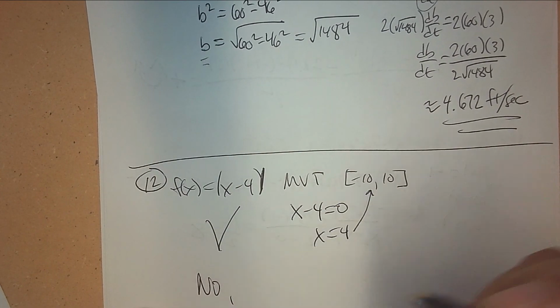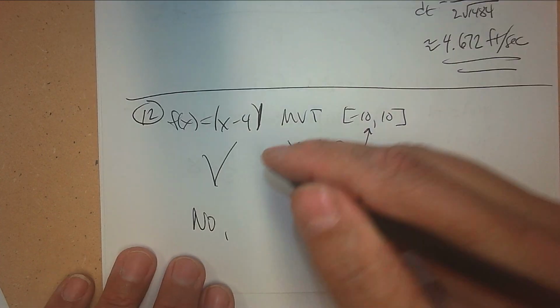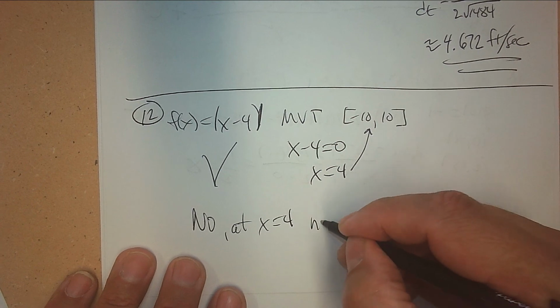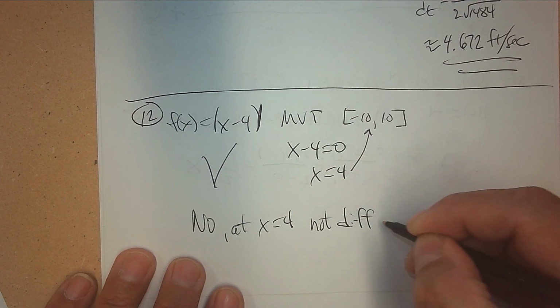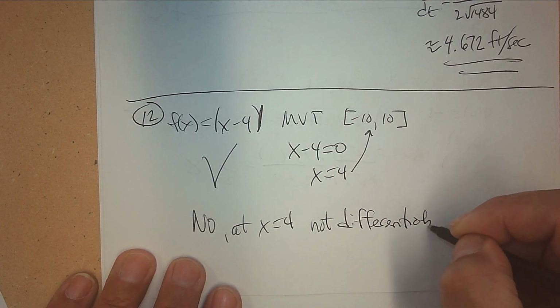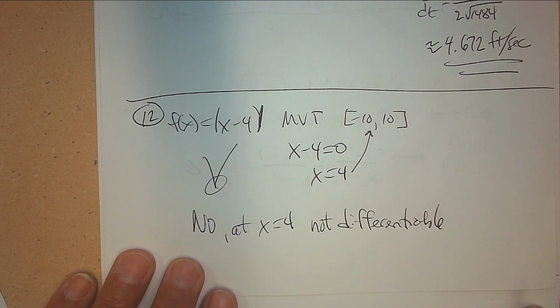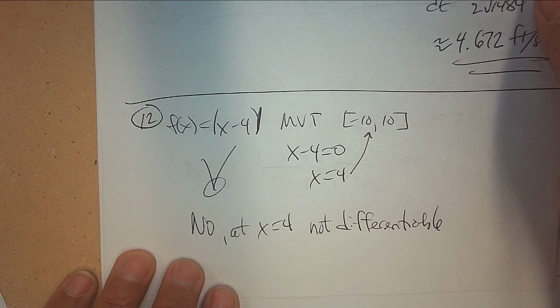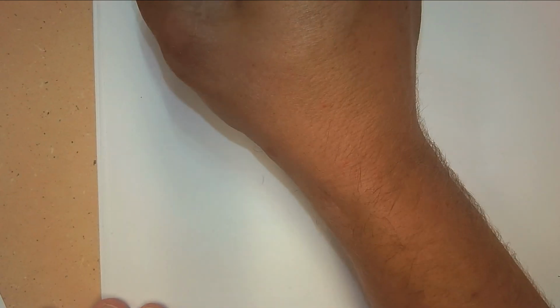So does it apply? No, it doesn't. Why? Because at x equals 4, what's happening? Not continuous or not differentiable? And so the answer is not differentiable. It is continuous, but you can't take the derivative at that corner. So that's why the MVT does not apply. All right, that's 12. A couple more left, 13.